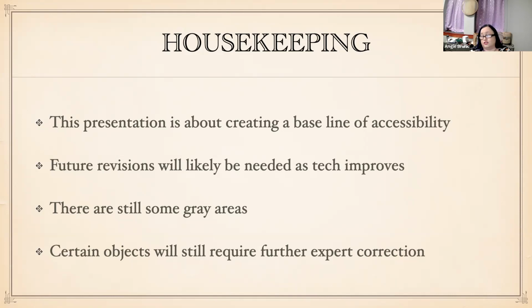Accessibility is a journey. It's not a destination. So what I'm telling you now might not be true 5 years from now. I hope that I look back in 10 years and go, we were telling people that, oh, no. Because we're still really learning and we're still learning to actually do things well. There are definitely still some gray areas, and I'll talk about that a little bit as we get into this. And certain objects might require expert assistance that you don't have. And certainly feel free to identify people on campus who can help you.